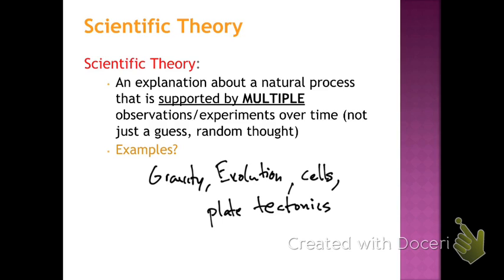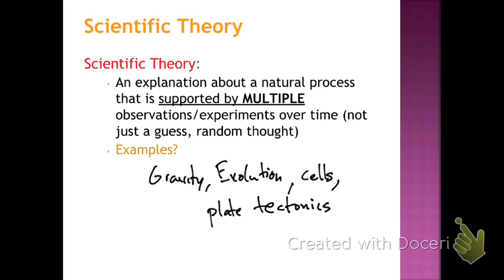The idea of plate tectonics is that Earth's crust is made of plates that are moving. We've observed this. I don't know if you've lived through or experienced an earthquake, but that's an example of plate tectonics. Gravity, obviously. Evolution. We've studied DNA, starting with Darwin, moving forward. So we have all that, and that's what we call a scientific theory.